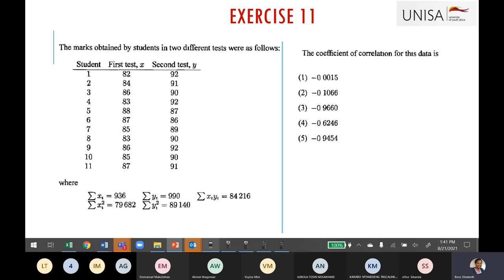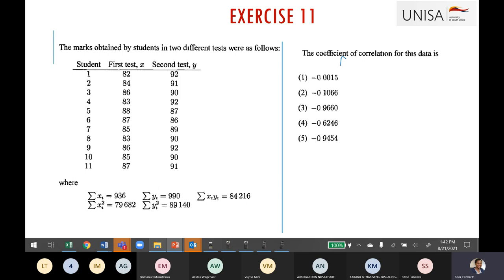This one, they gave a lot of values, 11 values. Oh, gosh, it's going to take us forever. Calculate the coefficient of correlation, which is R. Also, the same thing you can do is capture the data on your calculator, or you can use your formulas because they gave you your sum of squares.